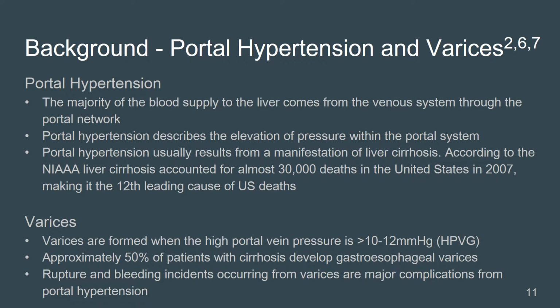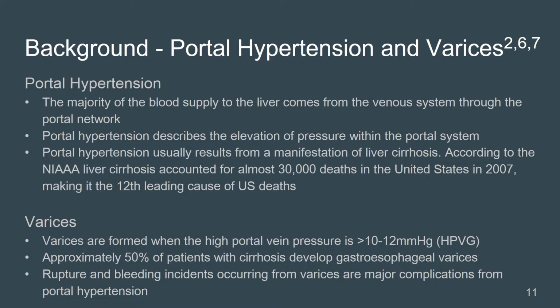In regards to portal hypertension, the majority of the blood supply to the liver comes from the venous system through the portal network. Portal hypertension describes the elevation of pressure within the portal system. Portal hypertension usually results from a manifestation of liver cirrhosis. According to the NIAAA, liver cirrhosis accounted for almost 30,000 deaths in the U.S. in 2007, which made it the 12th leading cause of U.S.